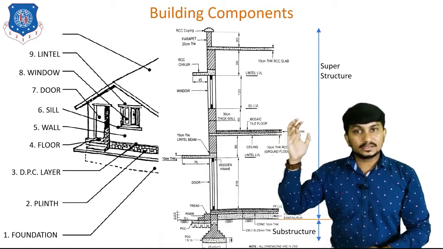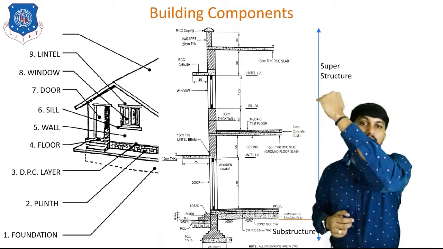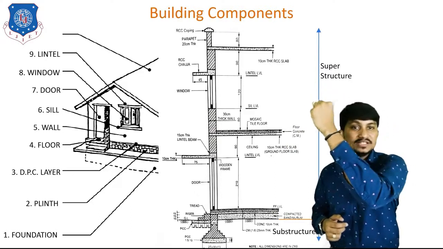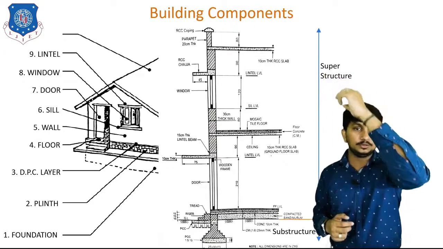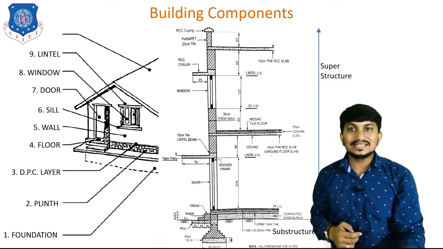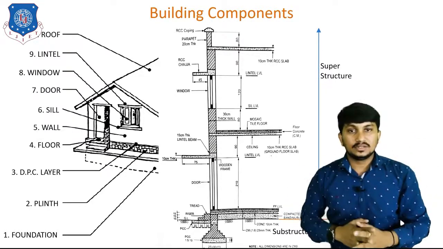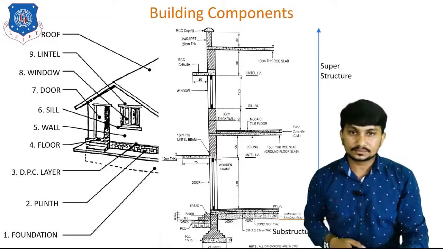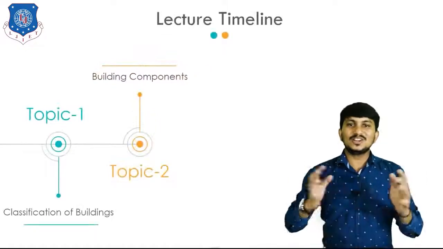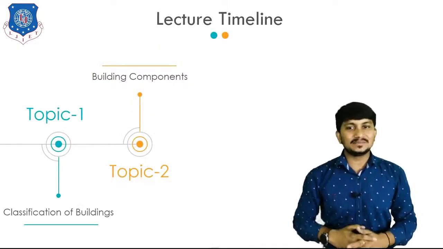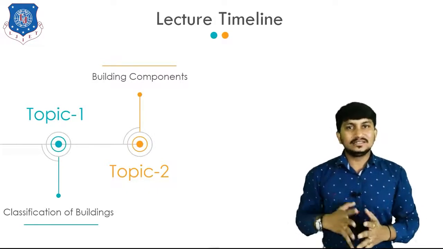Next is lintel. The ninth is lintel. You can clearly see in this figure also. Lintel is provided above the window. It is one type of beam which is provided to resist the load coming from the walls above the door or window. And the last is roof, which is used to resist the weathering action like rain, snow, etc. So this is all about the building components. That's all about today's lecture. Today we have discussed classification of building and building components. I hope you all understand these two topics.